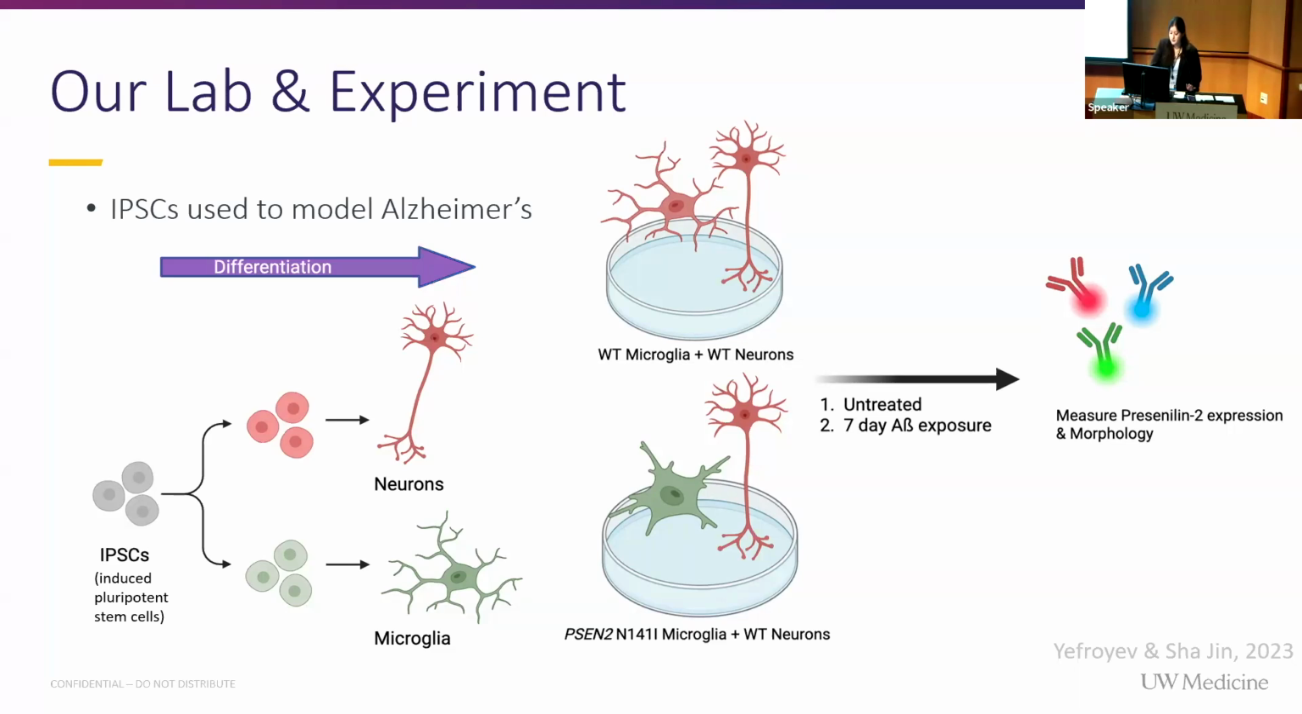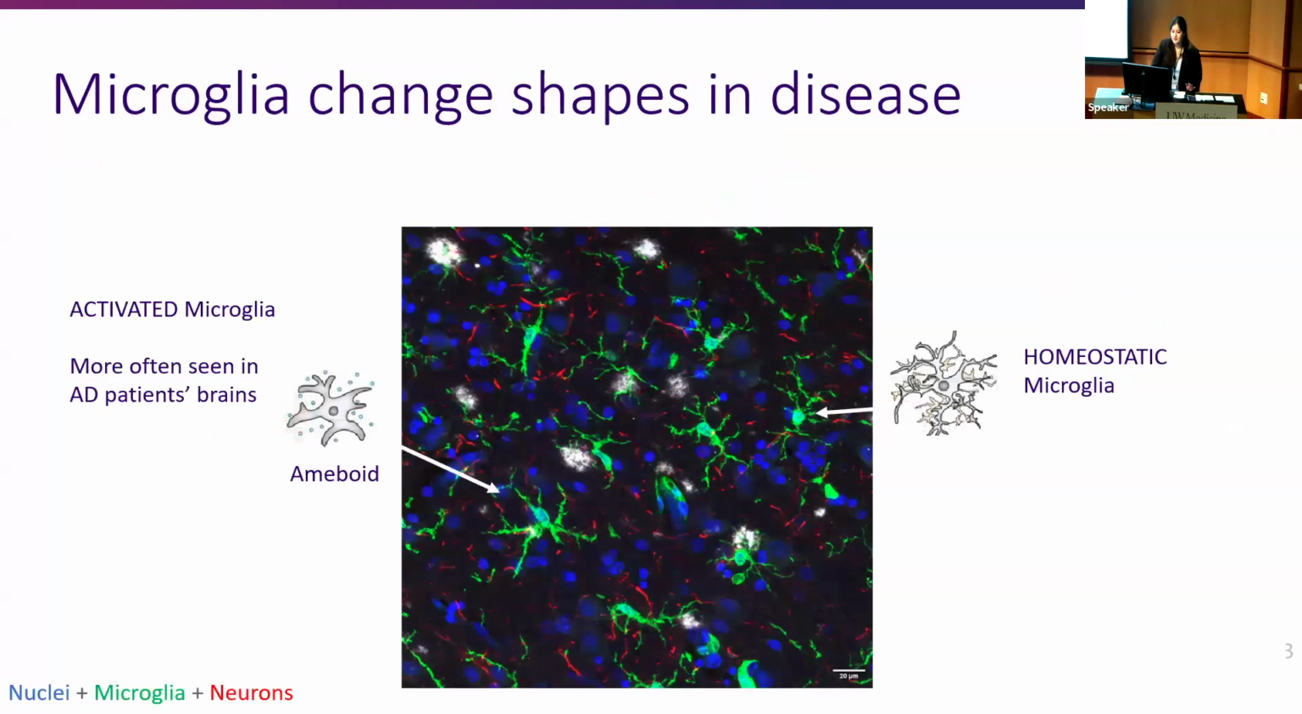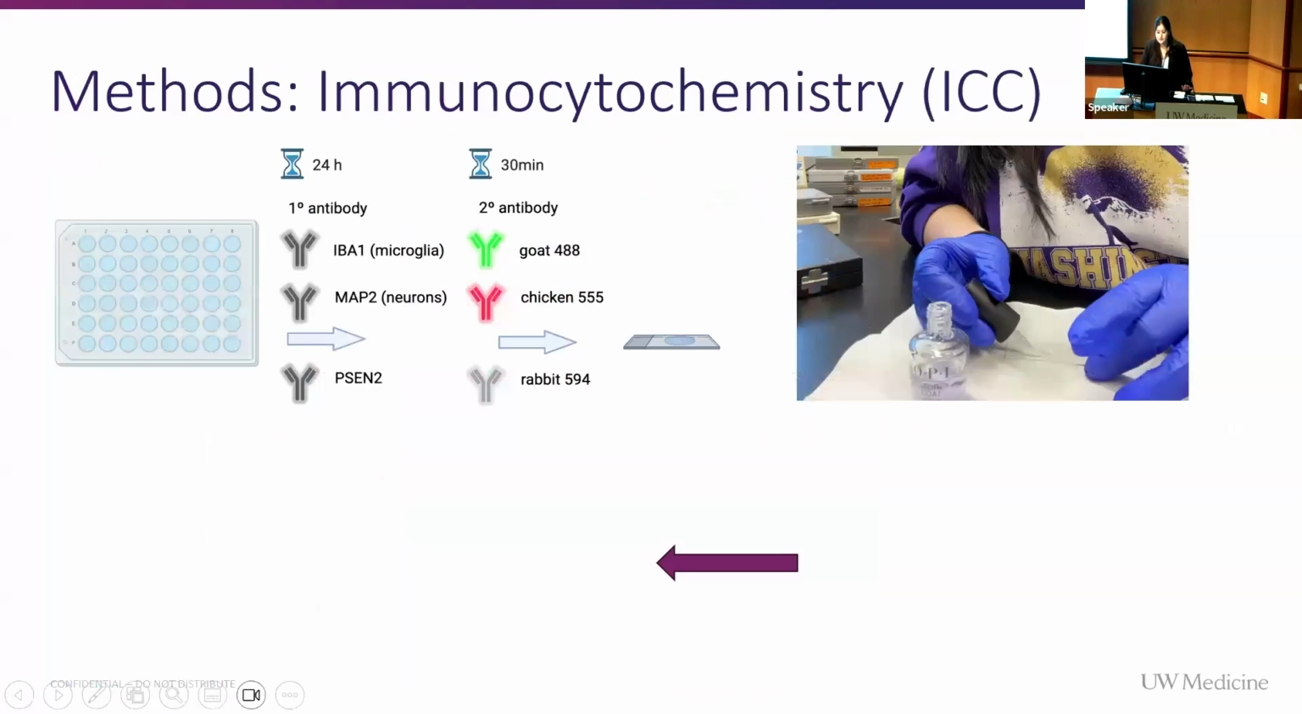The reason we observe morphology is important is that microglia are known to change in Alzheimer's patients from this healthy homeostatic and branchy state to a more amoeboid state right here. To do this experiment, we used immunocytochemistry. ICC involves the use of primary and secondary antibody staining to see desired proteins. And I used 3 antibodies: IBA1, which shows microglia, MAP2 to show neurons, and PSEN2 for PSEN2.